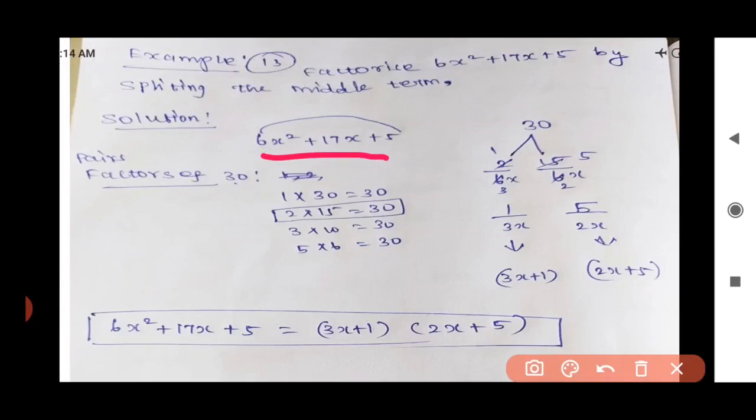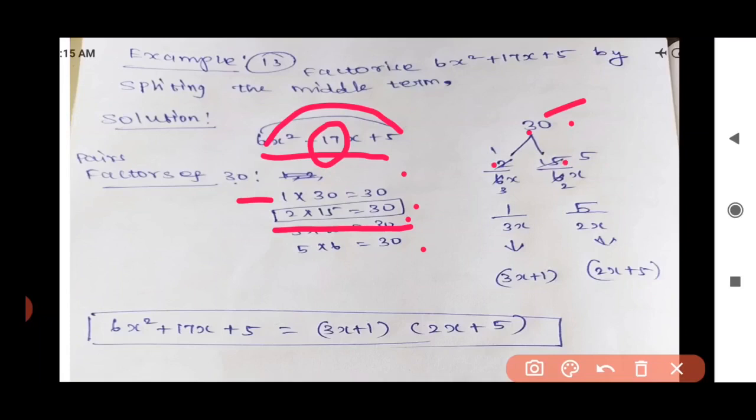Multiply the coefficient of x squared and the constant term, you get 6 5s are 30. The pairs of factors of 30 are 1 into 30 is 30, 2 into 15 is 30, 3 into 10 is 30, 6 5s are 30. We want factors whose product is 30 and whose sum is the coefficient of x. The coefficient of x is 17. So 2 into 15 is 30, add them, 15 plus 2 is 17. So use the pair of factors of 2 and 15.